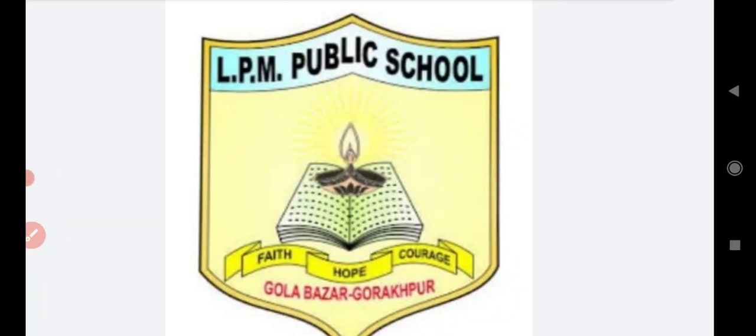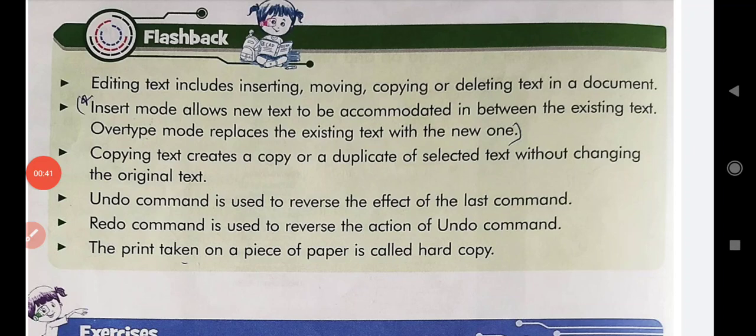So students, for a few days we have been doing the revision and explanation of chapter 7, Working in MS Word. We have completed the explanation. Today I am going to explain the book exercise of chapter 7. So let's start the exercise. Before starting, we will go through the summary of the chapter. Here at least 6 points are given.